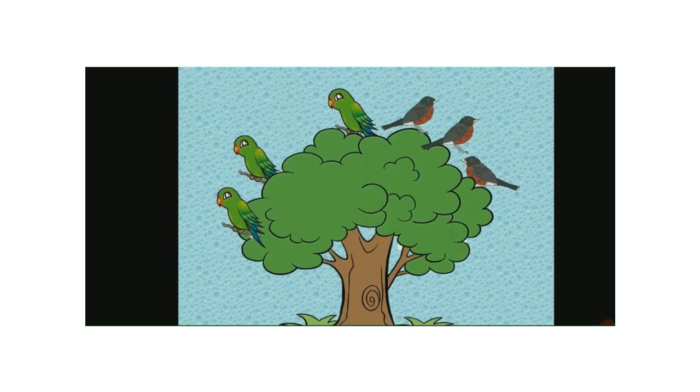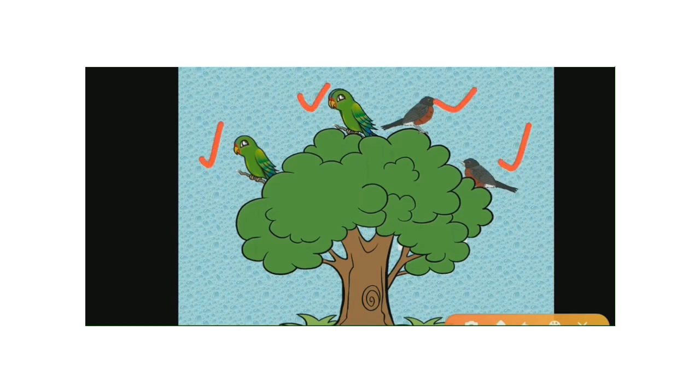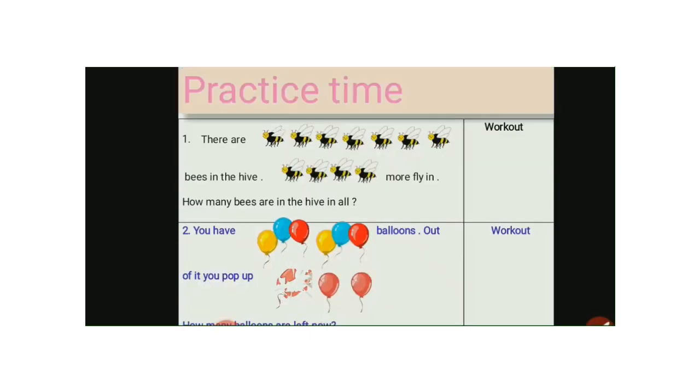1 flew away. 2 flew away. 3 flew away. Now, how many birds are left? 1, 2, 3 and 4. 4 birds are left on the tree. Alright. So, what is that showing? Subtraction, because 3 flew away.